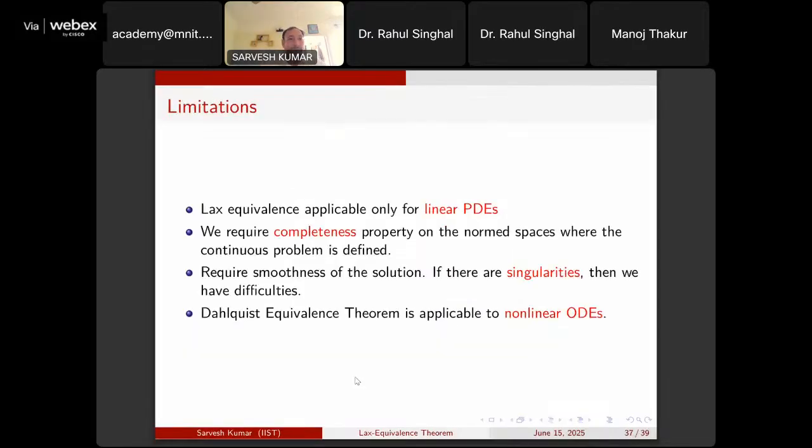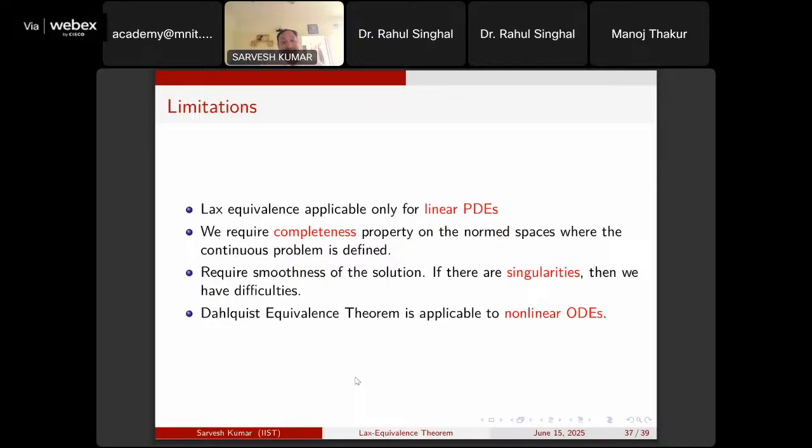So there are some limitations for the Lax-Richtmyer theorem, or if you call it the Lax equivalence theorem. The Lax equivalence theorem is applicable only for linear partial differential equations. It's not applicable to nonlinear PDEs.